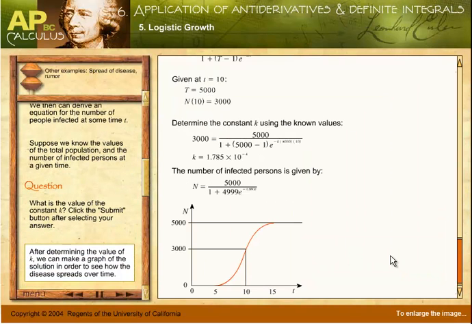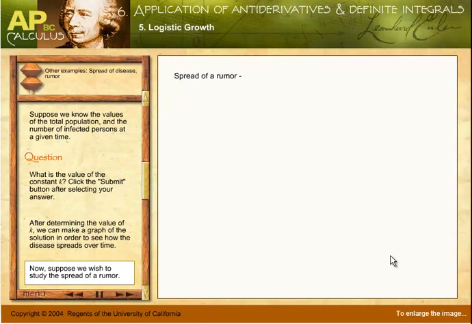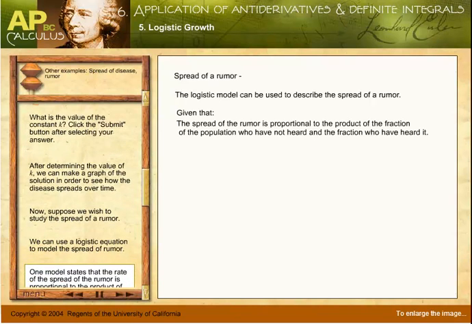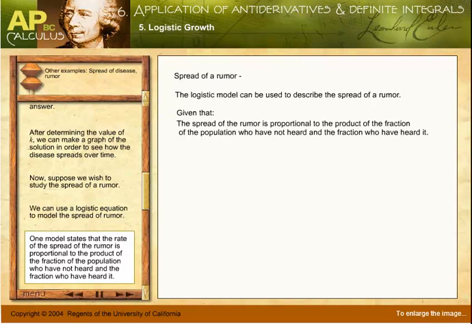After determining the value of k, we can make a graph of the solution in order to see how the disease spreads over time. Now, suppose we wish to study the spread of a rumor. We can use a logistic equation to model the spread of a rumor. One model states that the rate of the spread of the rumor is proportional to the product of the fraction of the population who have not heard and the fraction who have heard it.